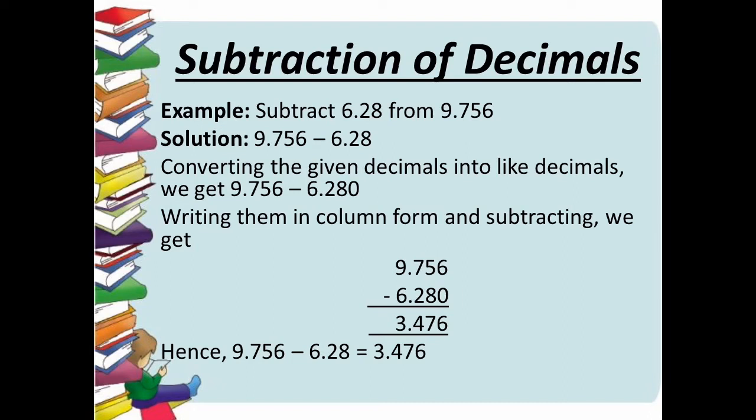9.756 minus 6.280. After that students, we write them in the column form and we will subtract them as we used to do the subtraction of whole numbers, putting the decimal point at the same place as in the given numbers, and on subtracting we will get 3.476 as an answer. Now students, let us do some questions based on this topic.